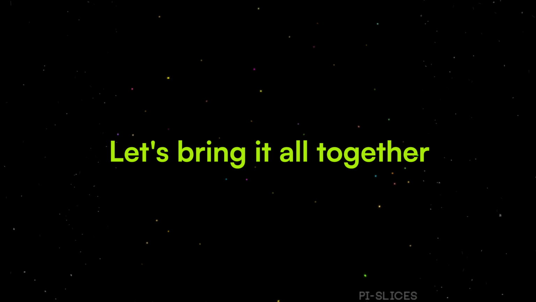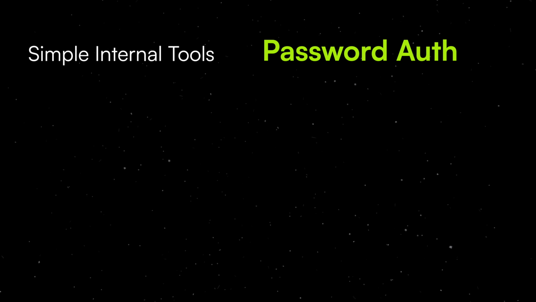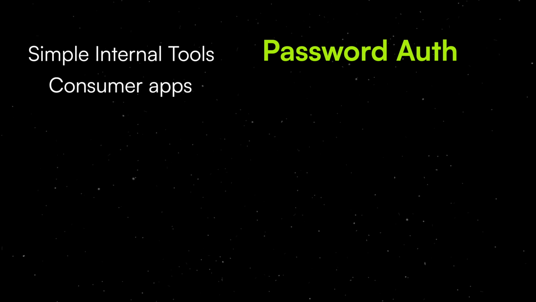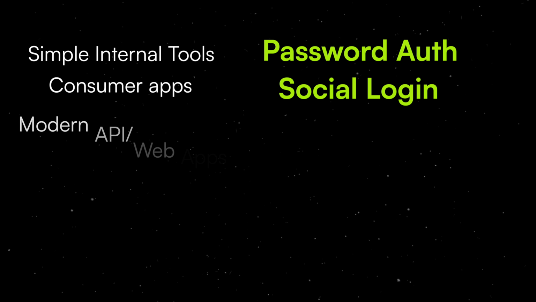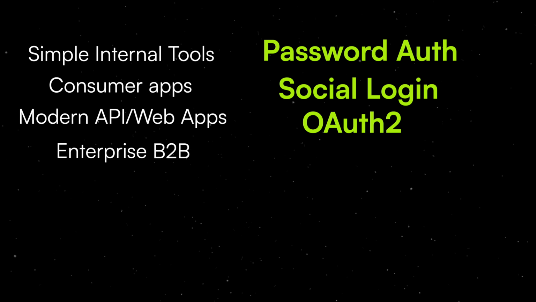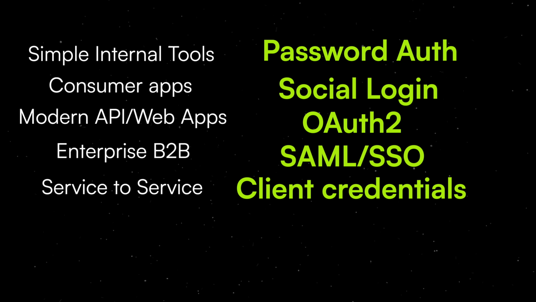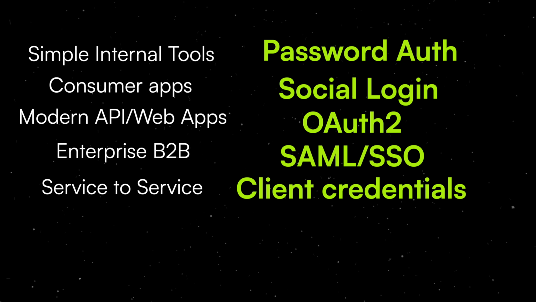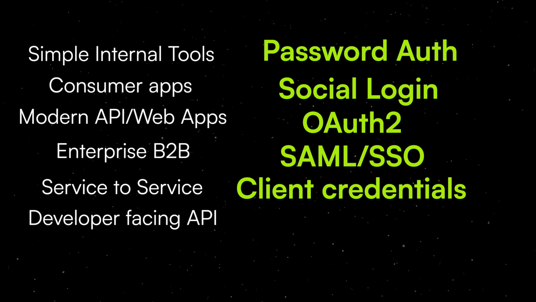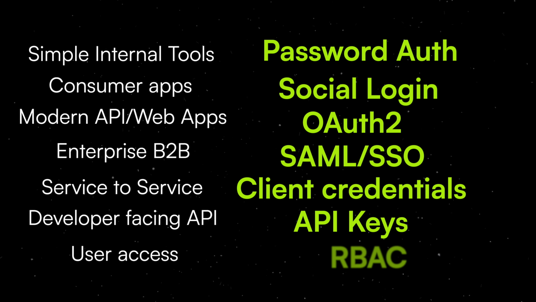Alright, let's bring it all together. For simple internal tools, you use password auth. Consumer apps, fast onboarding, social login. Any modern API or web apps, OAuth2 plus OIDC. Enterprise B2B customers, SAML plus SSO. Services talking to services, machine to machine or client credentials. Developer-facing public APIs, API keys. Controlling what users can do, role-based access control.